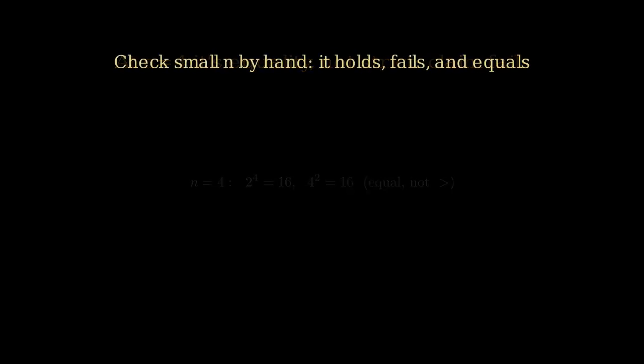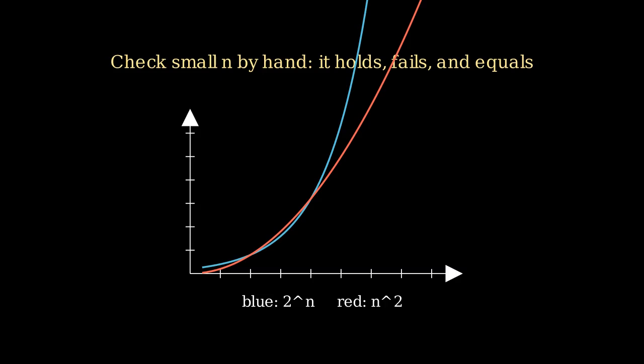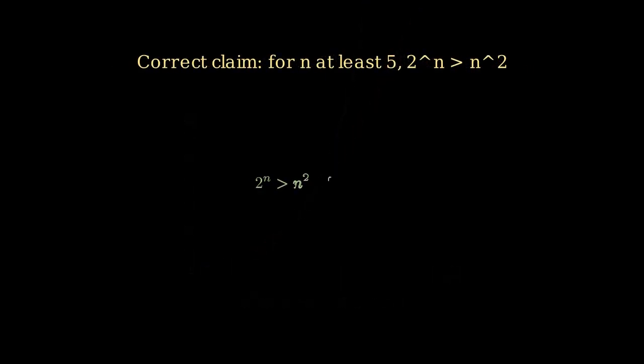Checking small values by hand. At n equals 1, it holds: 2 beats 1. At n equals 2, they're equal, 4 equals 4. At n equals 3, it fails, 8 is less than 9. At n equals 4, equal again, 16 equals 16. From n equals 5 onward, it holds and keeps holding. So the correct provable claim is, for all n greater than or equal to 5, 2^n is strictly greater than n², and that's the version proven below.